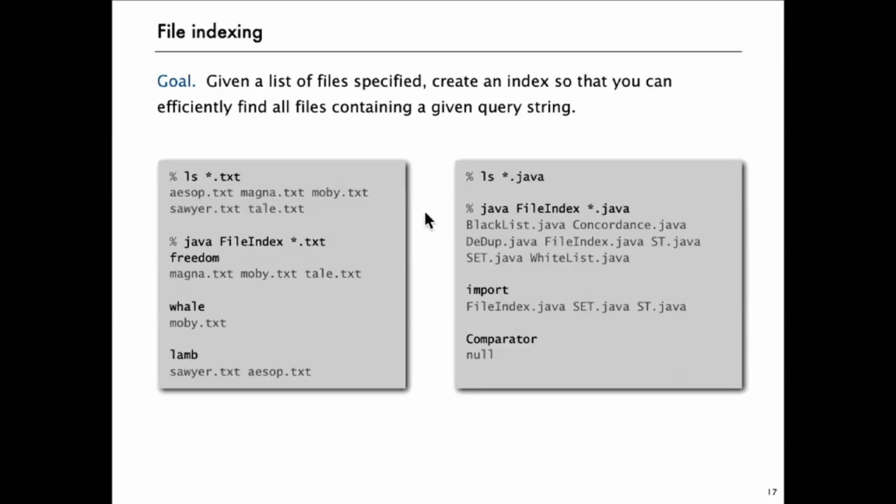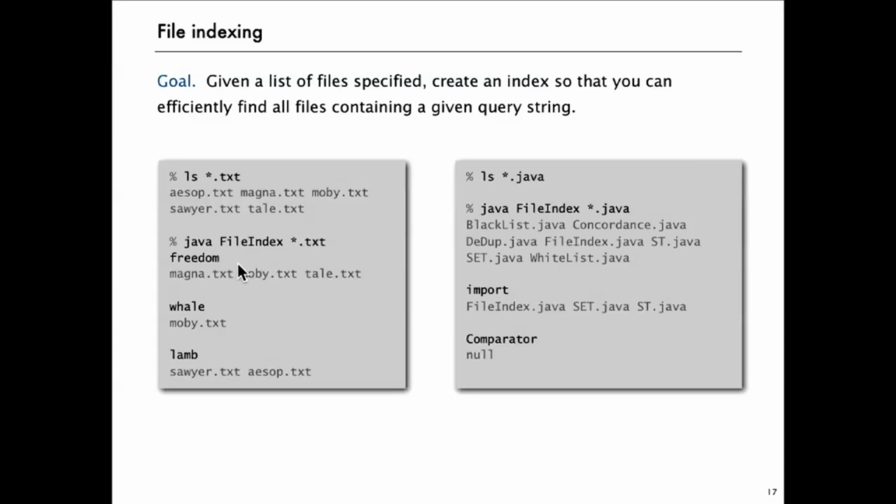So in this small example, our client is going to be called file index. And in this small example, say we're going to have 5 text files. And these are just pieces of literature. And so what we want to do is build an index from that set of text files.